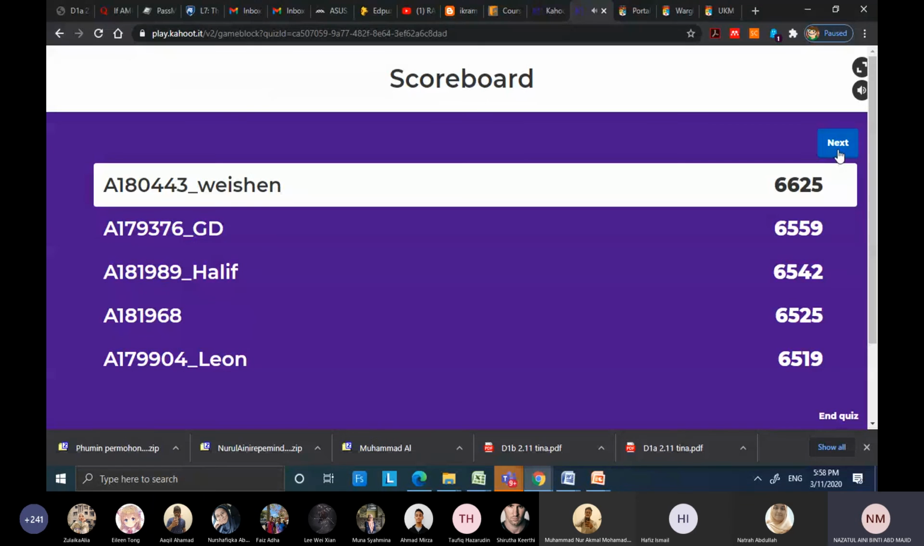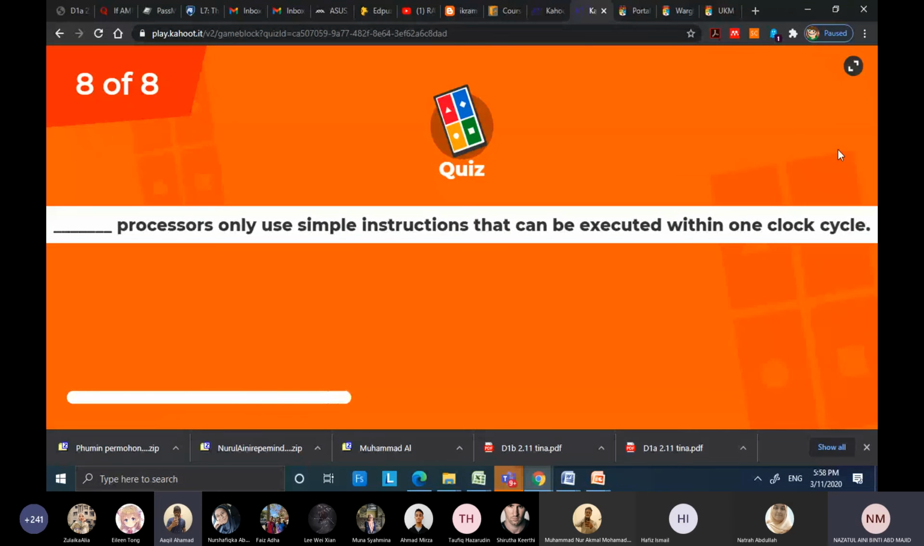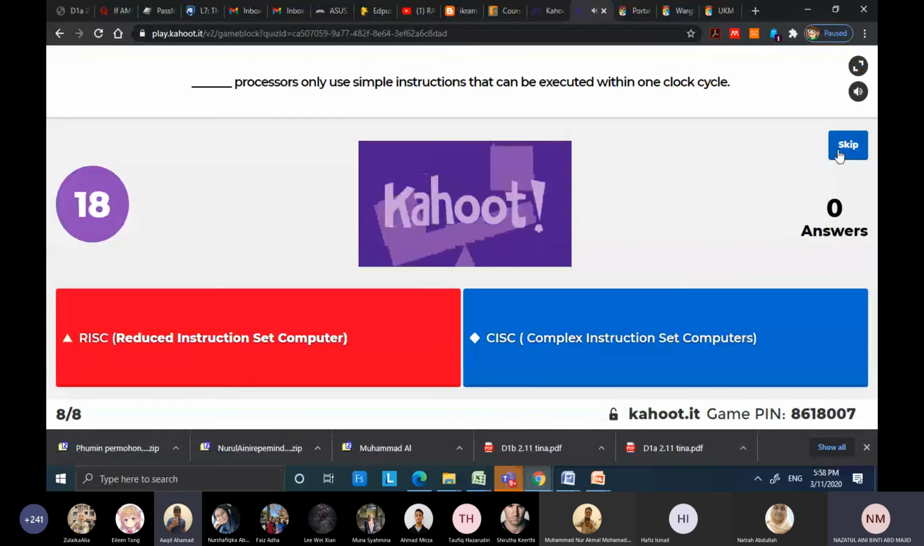Okay, last question. Good. The top 5 now. Last question. The processor only uses simple instructions that can be executed within one clock cycle.